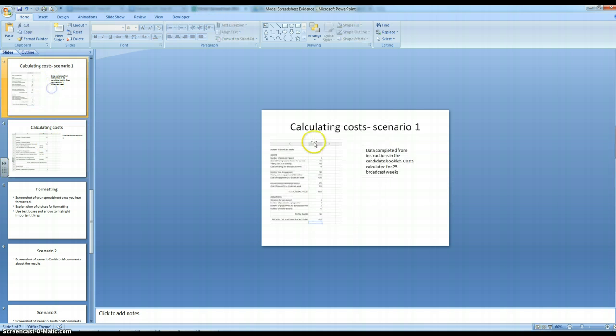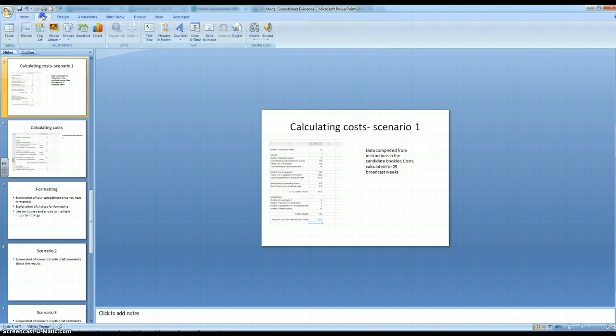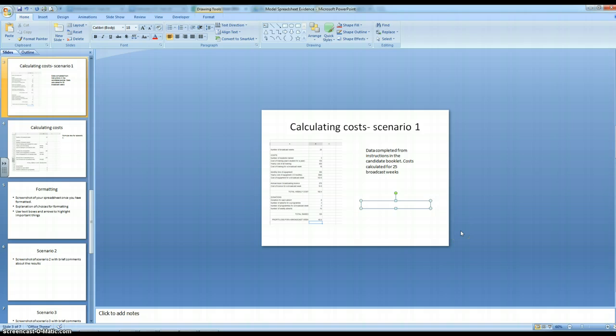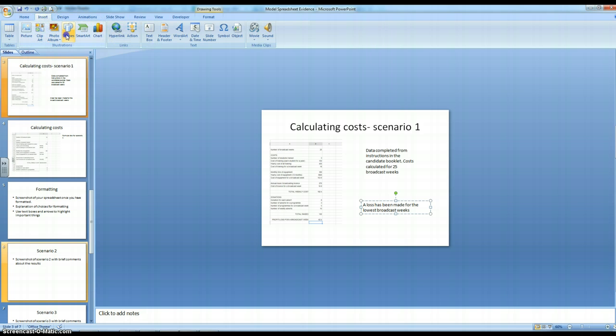You also need to go back to the earlier stage, insert another text box to say what's happened. So you need to say that a loss has been made for the lowest broadcast weeks. Insert an arrow pointing to the profit and loss area.